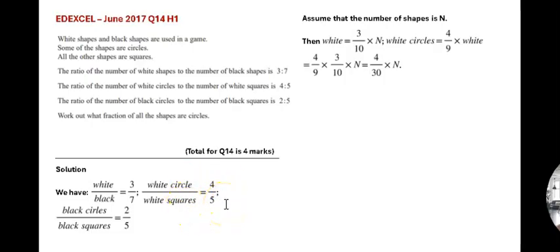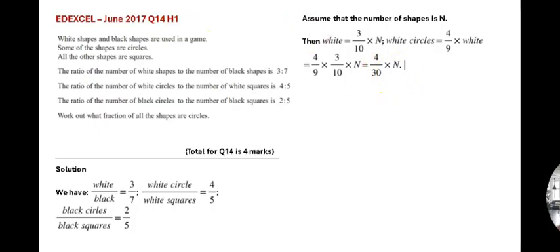So from the white shapes, white circles are 4/7. So 4/7 of white shapes are white circles. And then we know how many are white shapes. They are 3/10 n, so we put it here. And in the end, we'll get that the white circles are 4/30 of n.